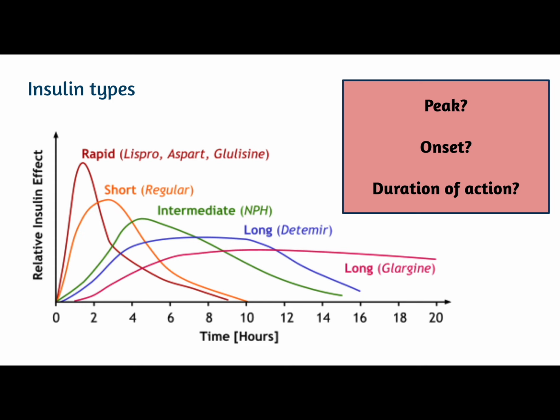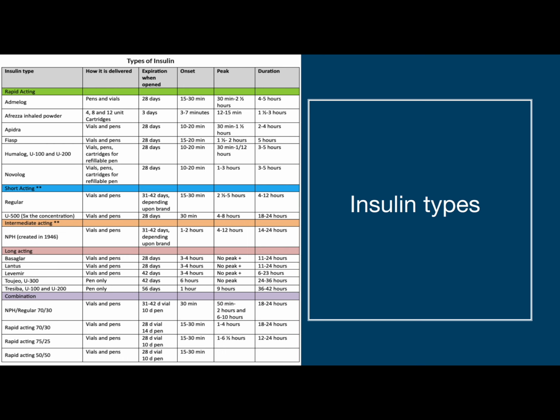The common insulin that you would come across in the wards would be the short or the regular type of insulin, which is known as Actrapid. It is given typically 3 times a day, as the duration of action spans about 8 hours. And Insulatard, which is the intermediate type or NPH, where the duration of action is about 12 to 14 hours. It can be given once a day or twice a day. Again, this is for your reference. The types of insulin, how they are delivered, the onset, peak, and duration.